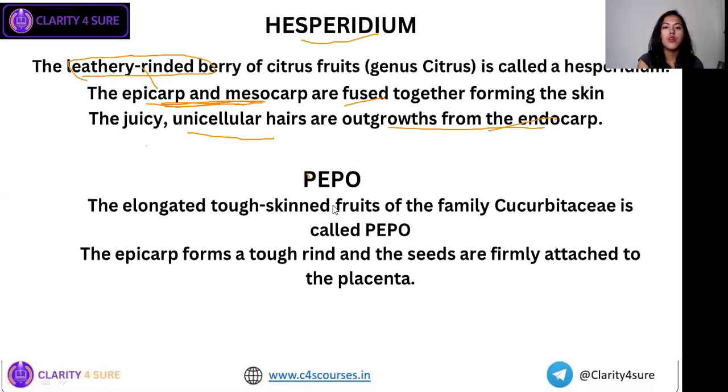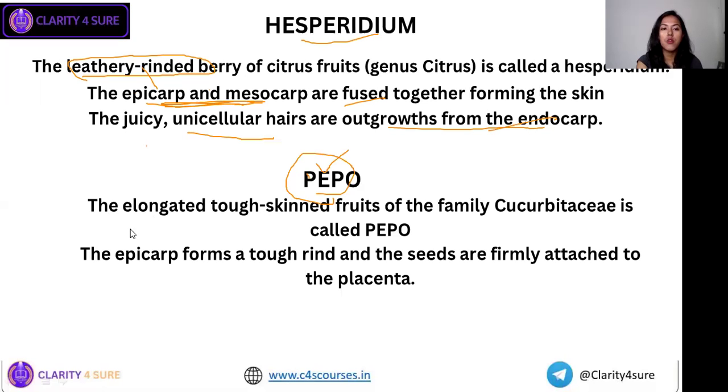Endocarp. Then another modification of berry is your pepo. Pepo means the cucurbitaceous fruits or vegetables. The fruit type is known as pepo. So this is also a modified form of berry only. Now, what is the difference between pepo and hesperidium?